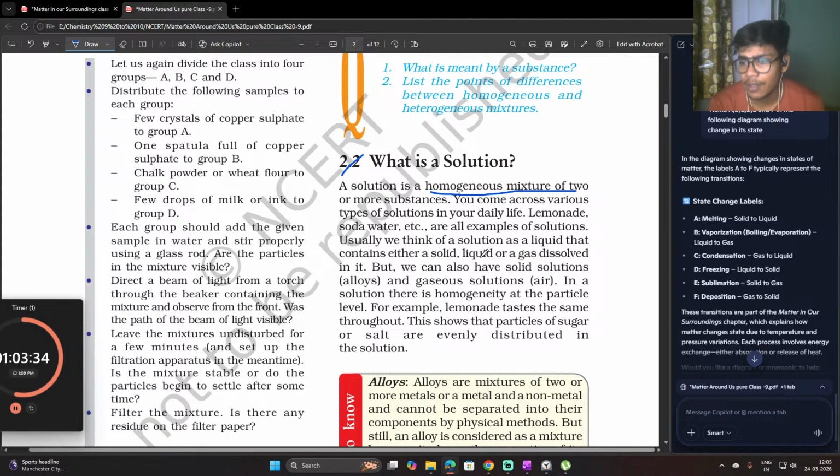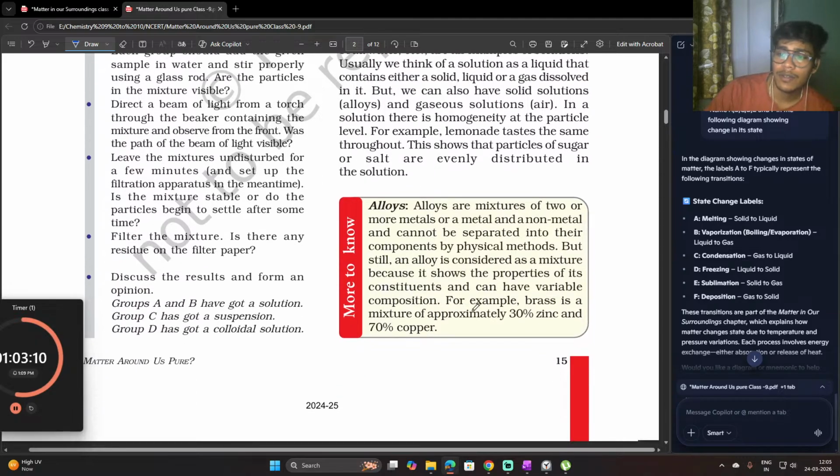In a solution, there is homogeneity at the particle level. For example, lemonade tastes the same throughout. This shows that particles of sugar or salt are evenly distributed in the solution. Okay, so what is the alloy?